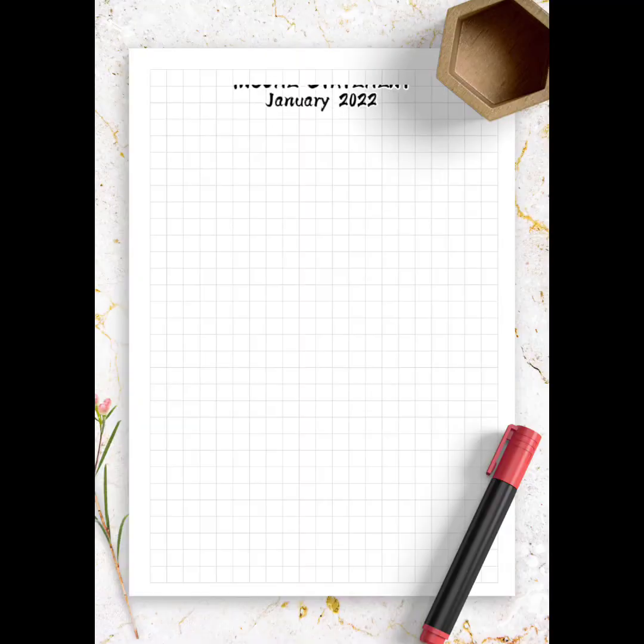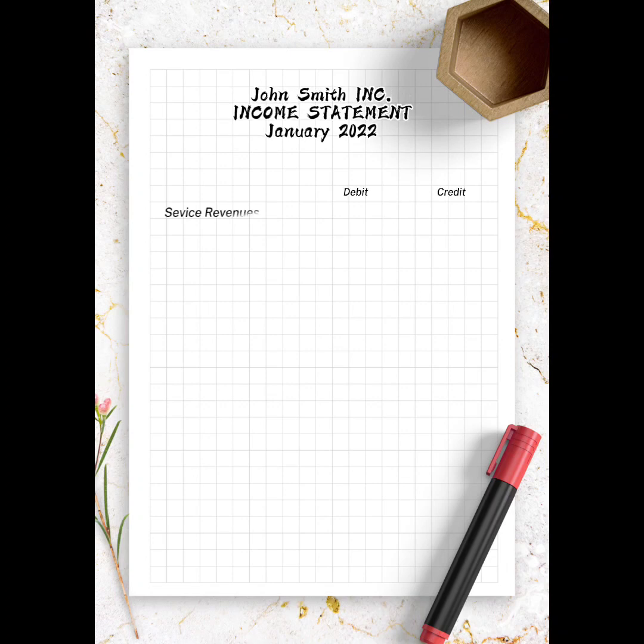John Smith Inc. Income Statement, January 2022. Service revenues: 194,225 pesos on credit side. Rent expense: 14,500 pesos on debit side. Salaries expense: 45,300 pesos on debit side. Telephone expense: 3,130 pesos on debit side.